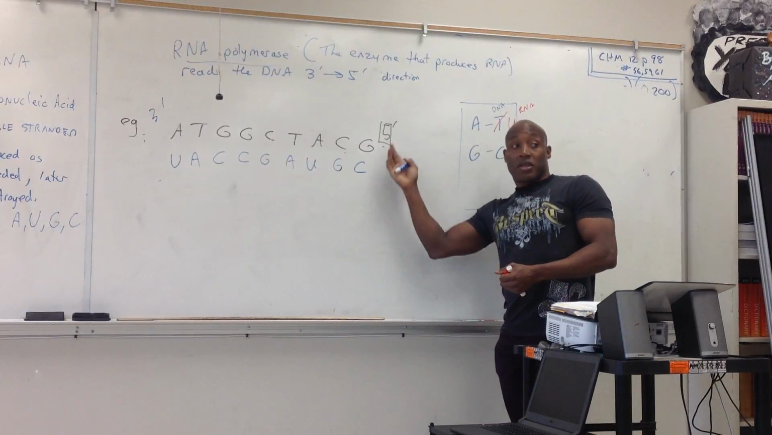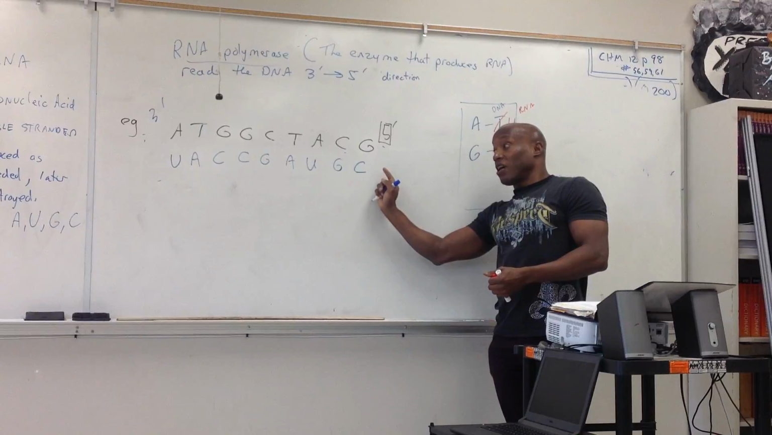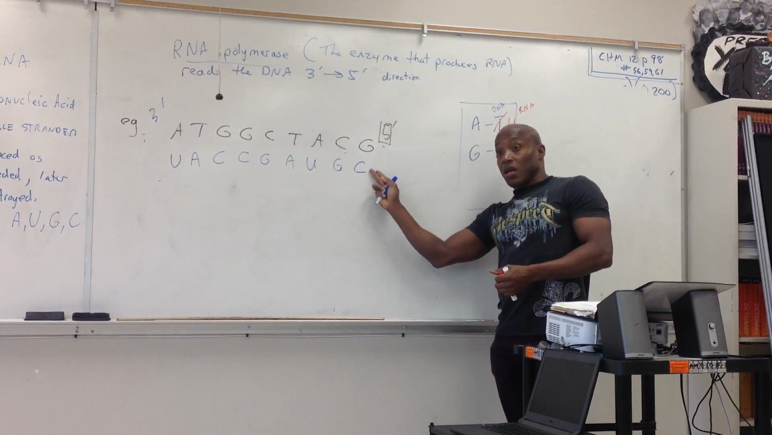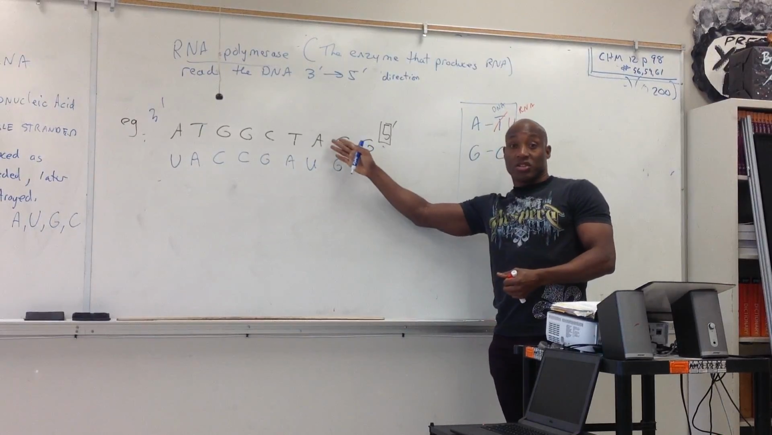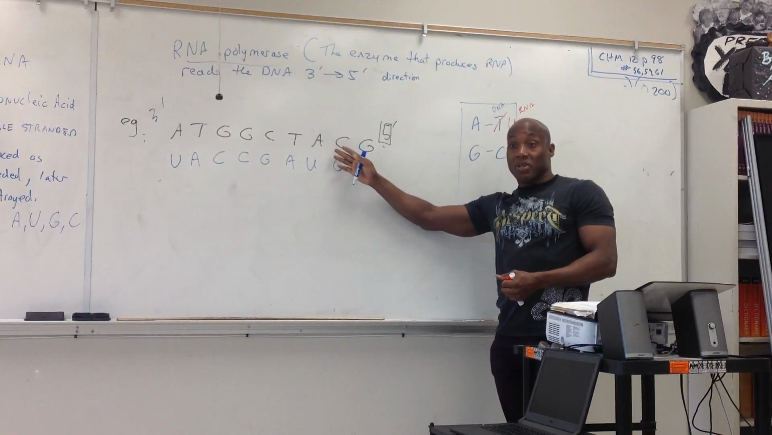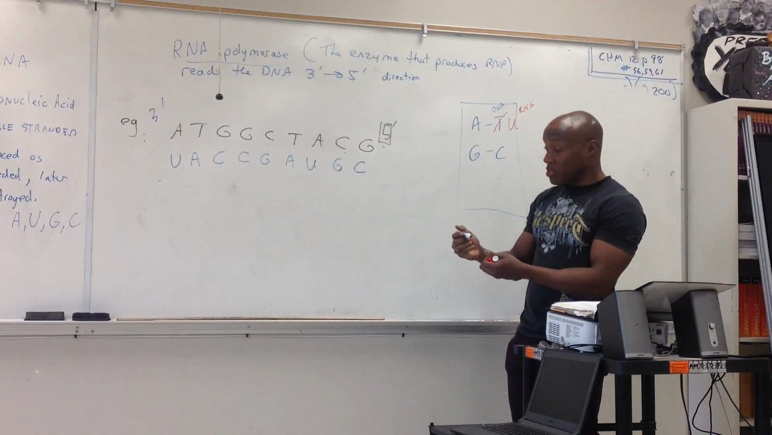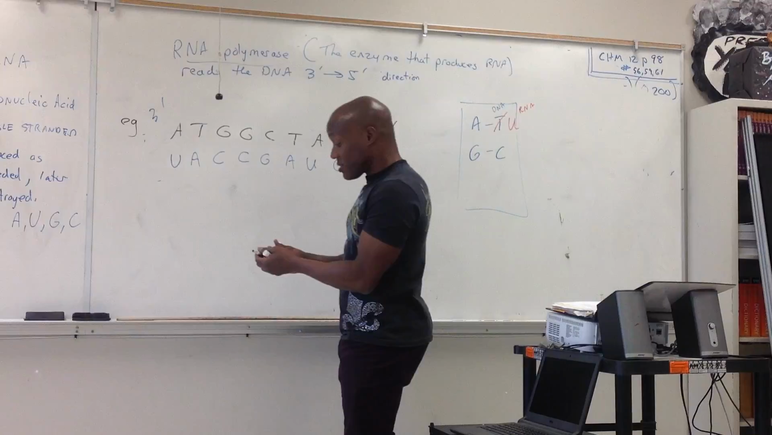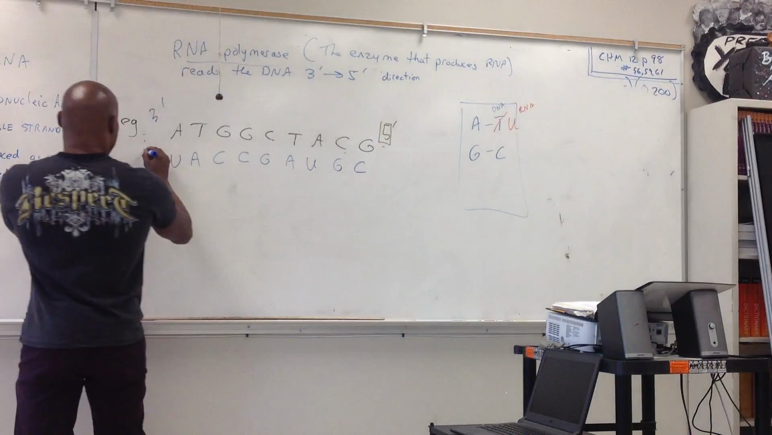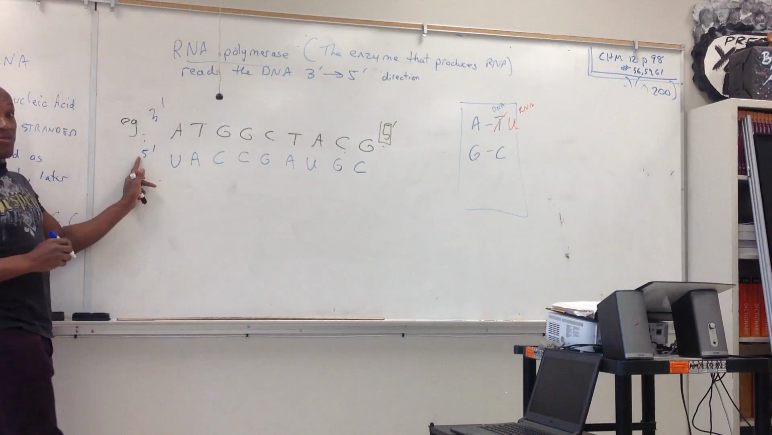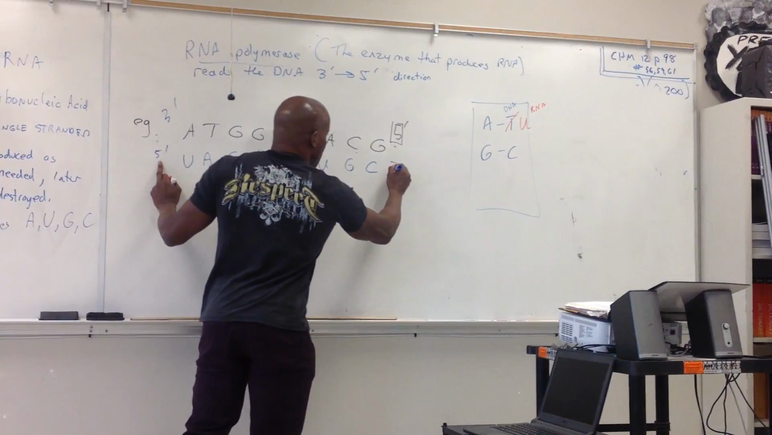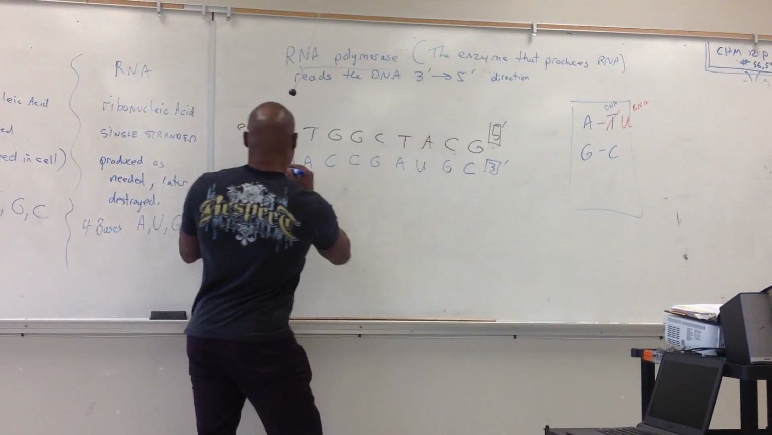Now, the bases of the RNA are complementary to those of the DNA, but they're going to be anti-parallel as well. So the result is that this RNA molecule that's going to be made is going to have this be its 5' end, and this be its 3' end.